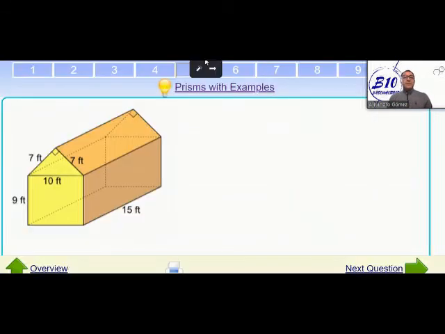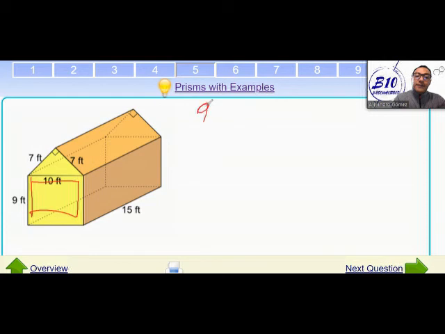So let's begin with this example in which we are going to calculate the surface area for both a rectangular prism and a triangular prism. We are going to calculate the area of this face, which is a polygon, just a rectangle.